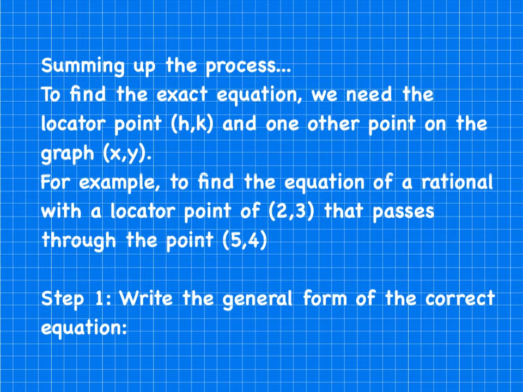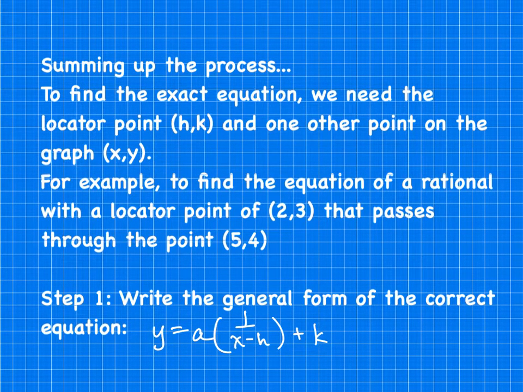So, to sum up, in finding the exact equation, we need the locator point, h, k, and one other point on the graph. For example, to find the equation of a rational with a locator point of 2, 3 that passes through the point 5, 4. Our first step is going to be to write the general form of the correct equation. So first off, y equals a times 1 over x minus h plus k.